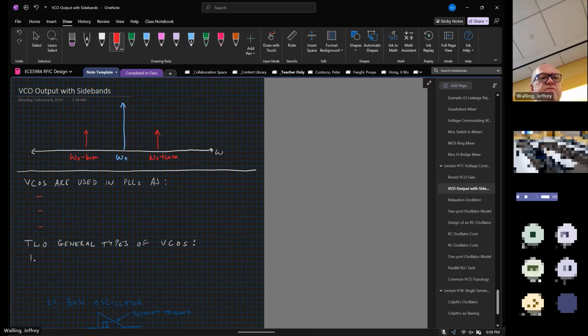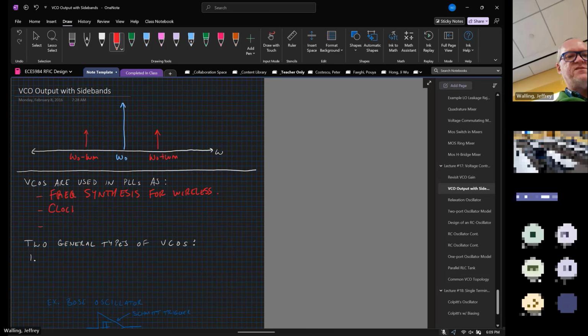All right, so our VCOs are going to be used in a lot of different circuits. The main one that we care about for our radios are frequency synthesizers. So most of the time, the way that we change channels in a radio is by changing the center frequency of oscillation of a VCO nowadays.